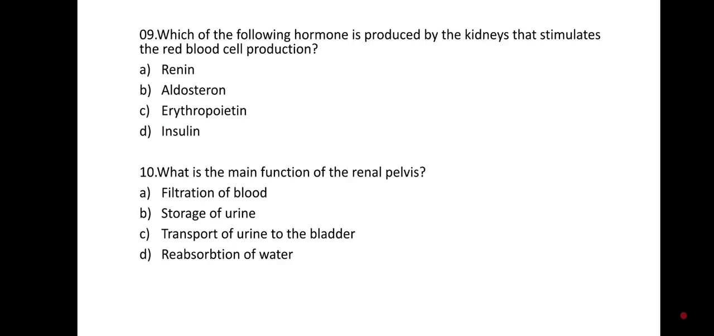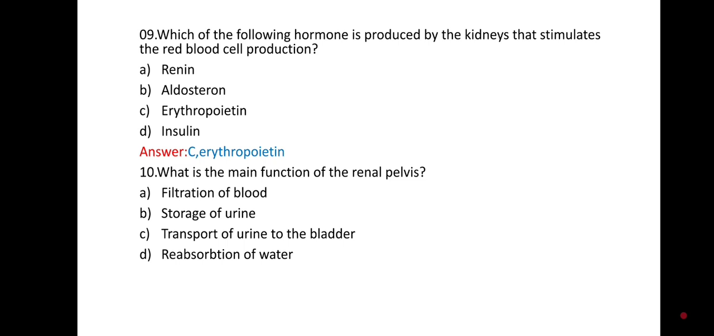Now let's move on to the ninth question. Which of the following hormones is produced by the kidneys that stimulates the red blood cell production? So the correct answer is C. Erythropoietin.